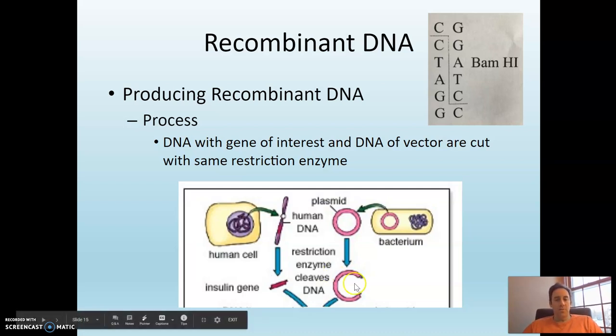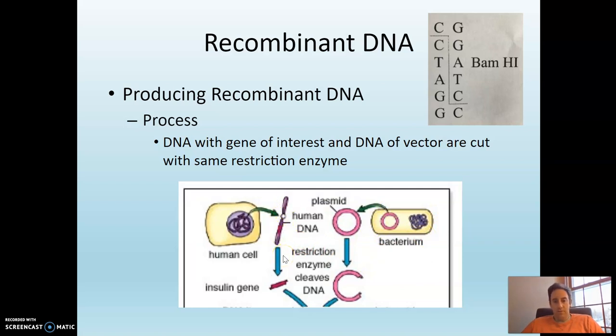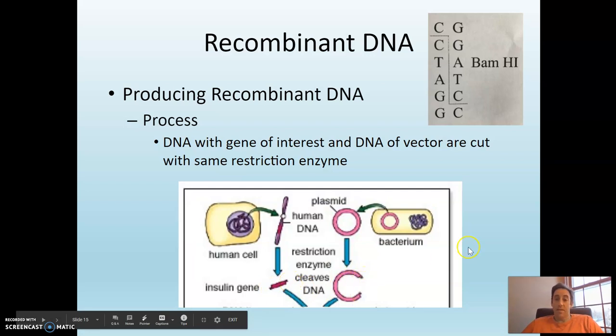So let's suppose we wanted to take the human gene for insulin and put it inside a bacterial cell. Okay, that would allow the bacteria to produce insulin for us. So we take the human DNA and we chop it with a particular restriction enzyme like BamHI. And then we take the plasmid from a bacterial cell and cut it with the same restriction enzyme and cleave that. So we've got a human gene with sticky ends. We've got a plasmid with sticky ends.